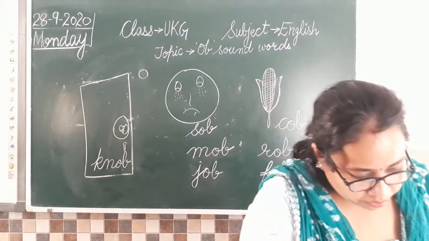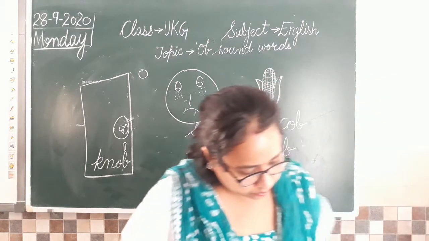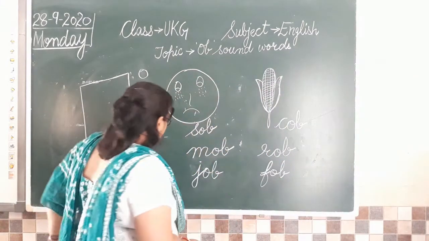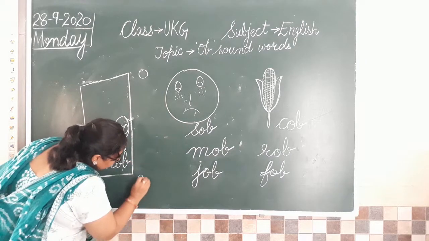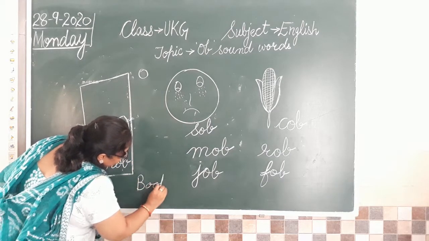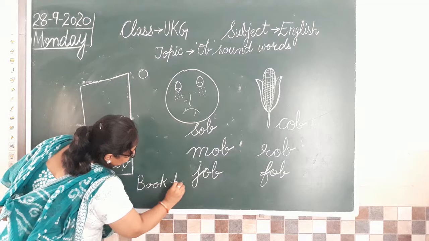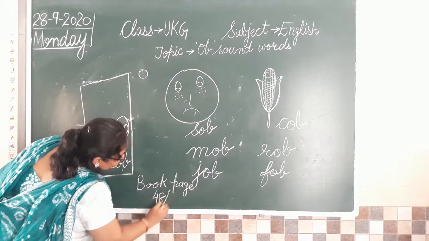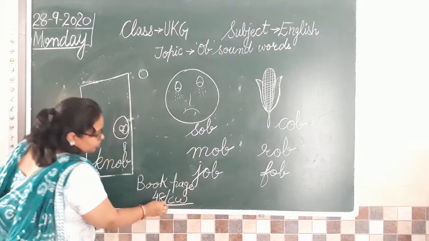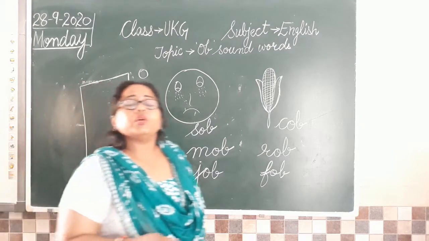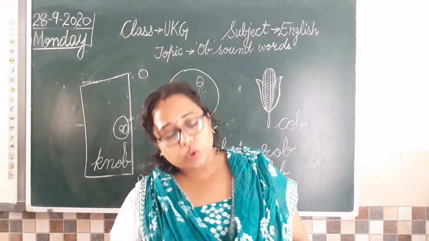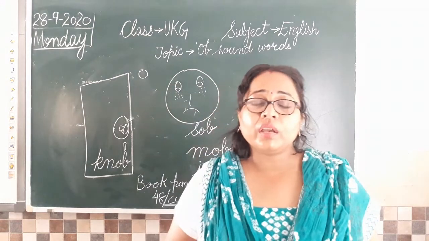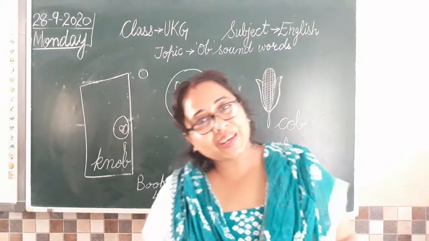Okay. Now moving towards our today's book work. So work to be done on book page number 48. So this is your today's class work. Understood class? The book work is your today's class work and the notebook work, or you can say your homework, is what I am going to show you now. Okay?